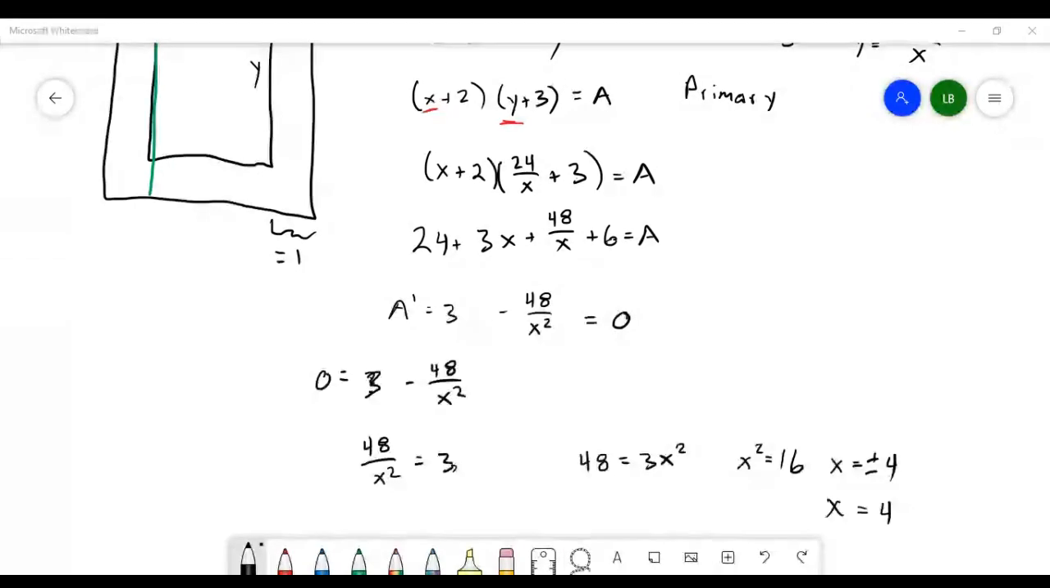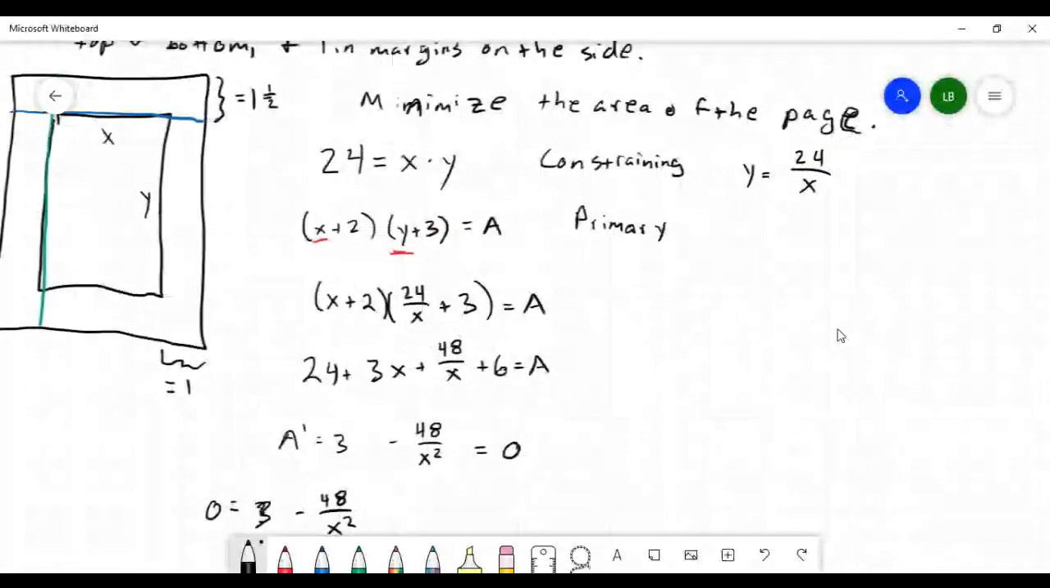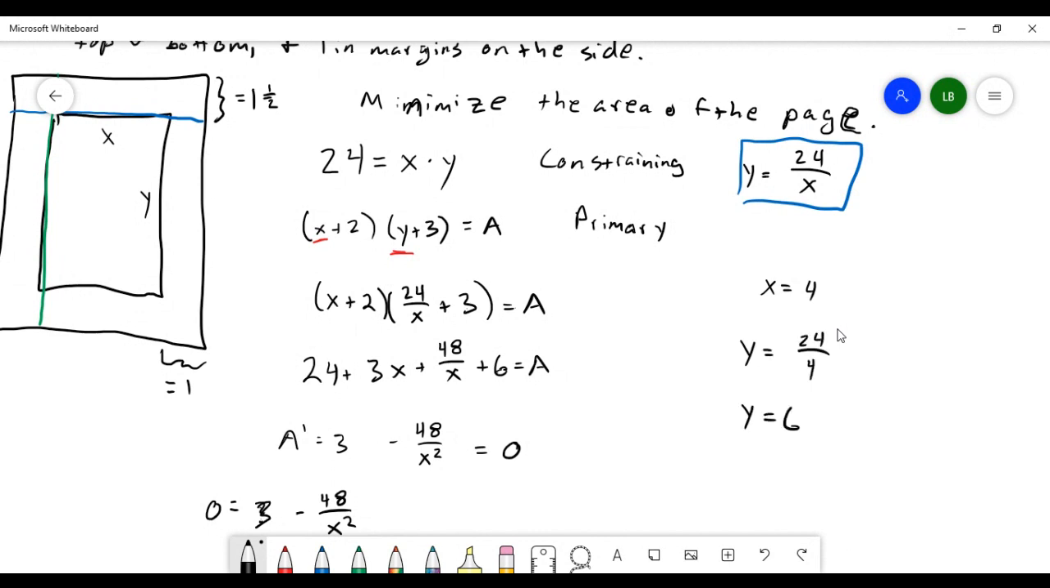Does that make sense? And then to find our y value, again, we just look back at the equation we used to substitute y out. In this case, it is y equals 24 divided by x. Since x is equal to 4, y is 24 divided by 4, so y equals 6 inches. And x is 4 inches is our answer. Does all that make sense?